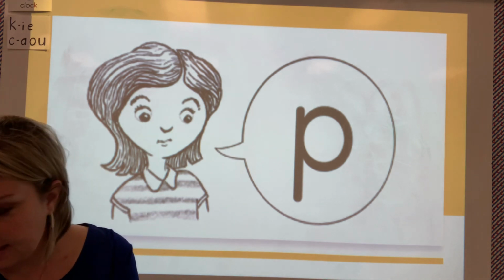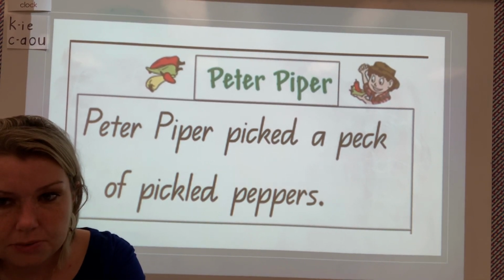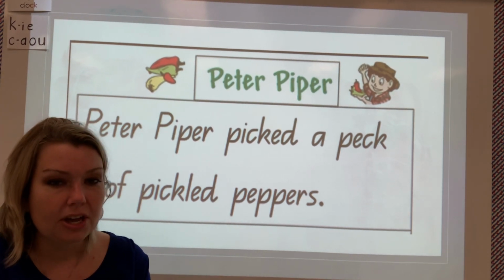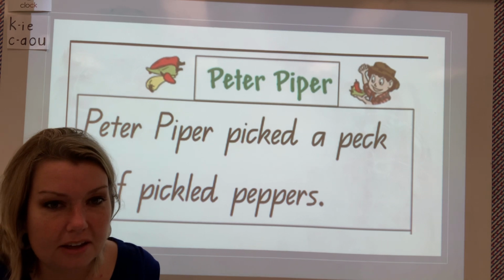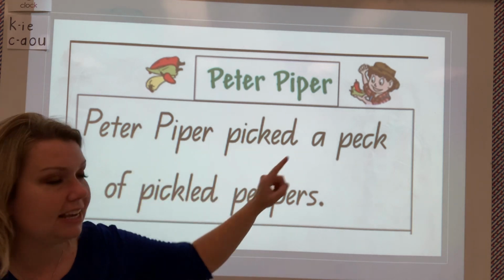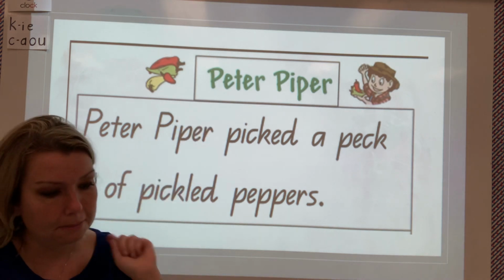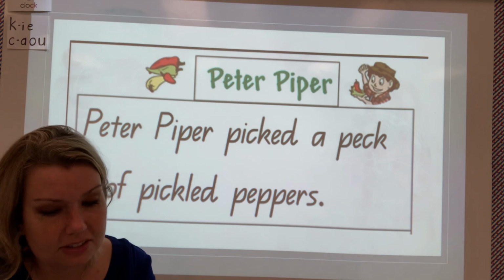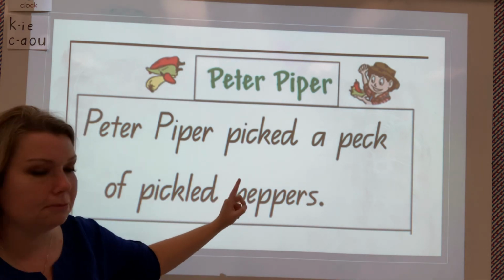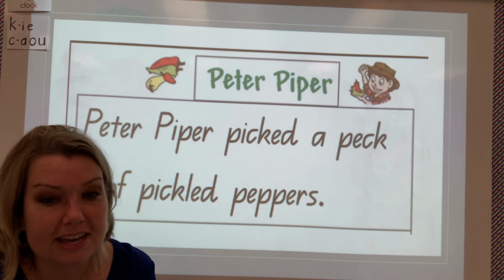Okay, now I'm going to tell you a tongue twister. Do you know what a tongue twister is? A tongue twister is like a poem or a phrase, but most of the words begin with the same sound, so it gets hard to say. This tongue twister is called Peter Piper. Listen to the tongue twister. Peter Piper picked a peck of pickled peppers. Let's see if you guys can say that.